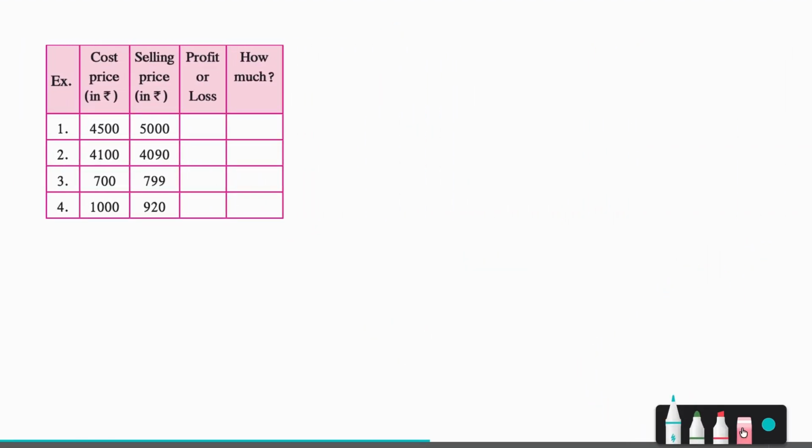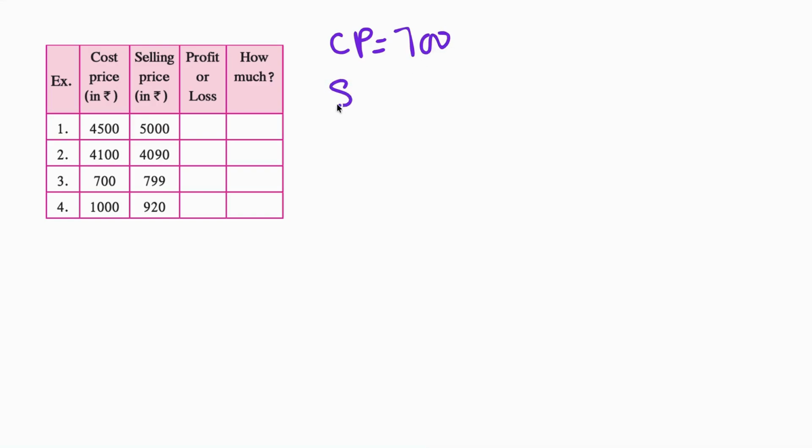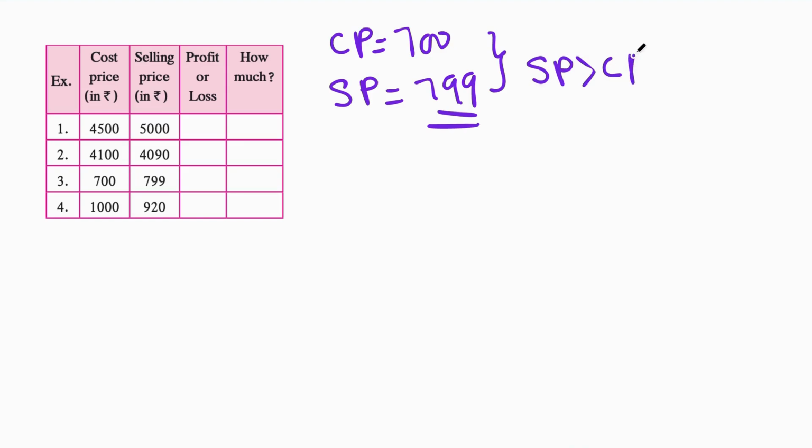Now in this question, what they have given is the same thing, right? Cost price here is 700, selling price here is 799. Now you tell me which is the bigger number here. Obviously the selling price, right? So the selling price is greater than cost price, which means it was a profit.